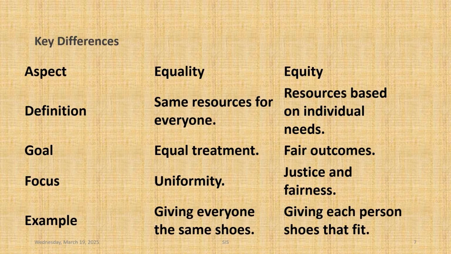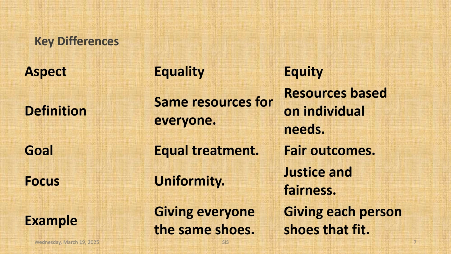Key differences. Aspect: equality, equity. Definition: same resources for everyone; resources based on individual needs. Goal: equal treatment; fair outcomes. Focus: uniformity; justice and fairness. Example: giving everyone the same shoes; giving each person shoes that fit.